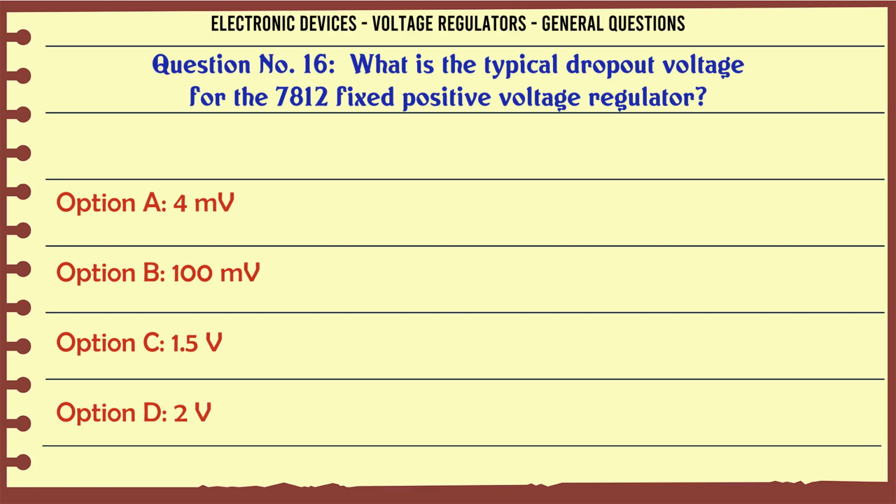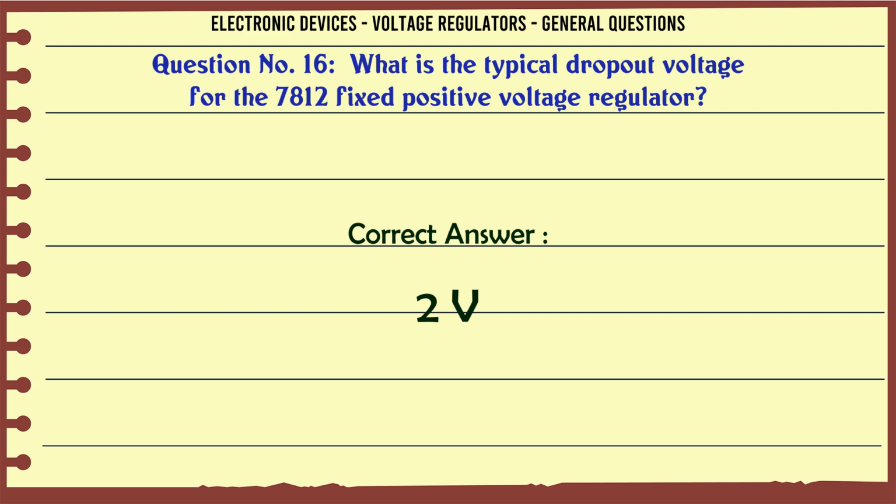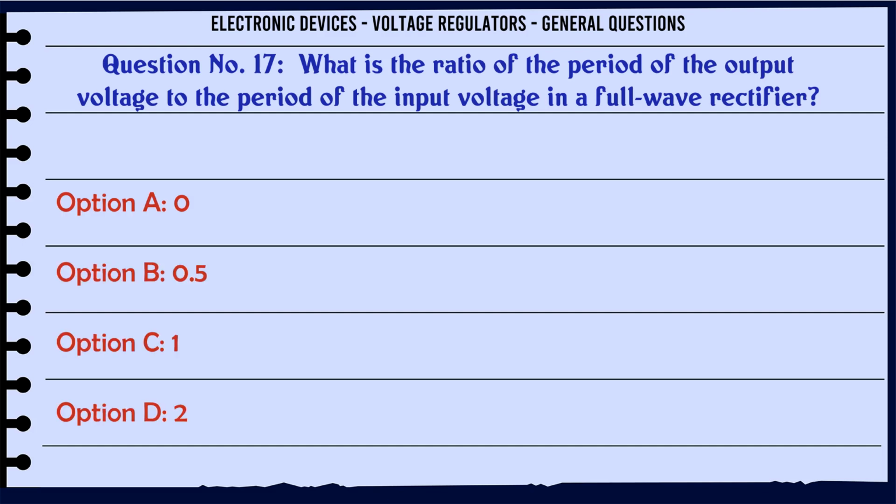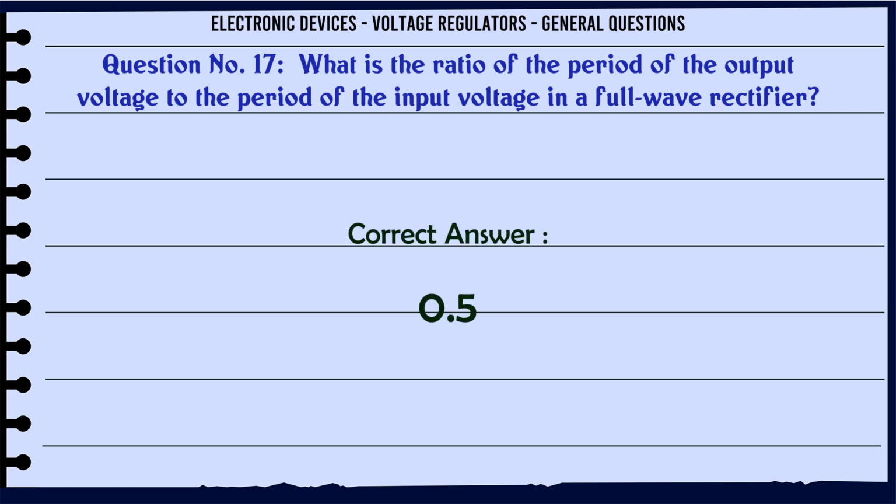What is the typical dropout voltage for the 7812 fixed positive voltage regulator? A. 4 mV, B. 100 mV, C. 1.5 V, D. 2 V. The correct answer is 2 V. What is the ratio of the period of the output voltage to the period of the input voltage in a full-wave rectifier? A. 0, B. 0.5, C. 1, D. 2. The correct answer is 0.5.